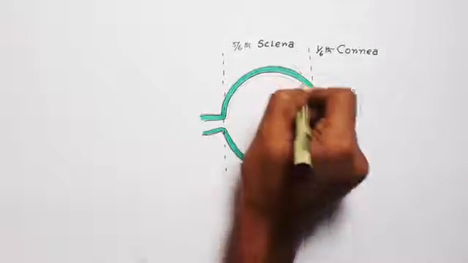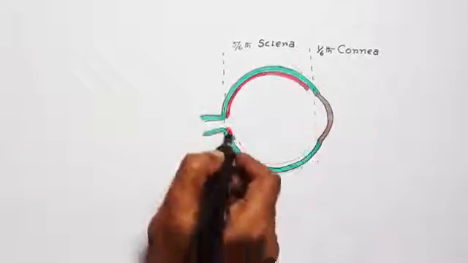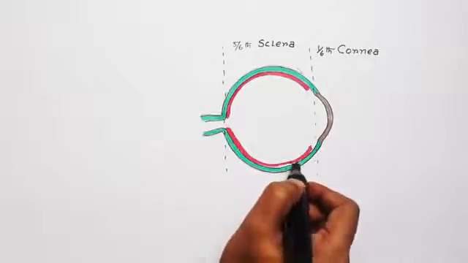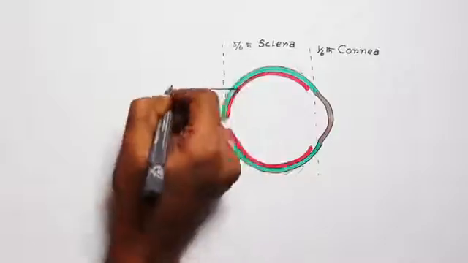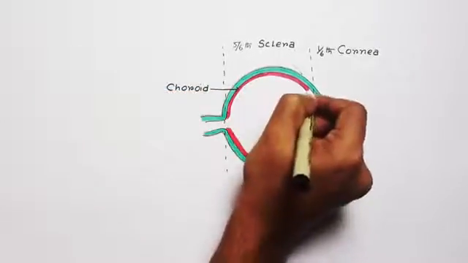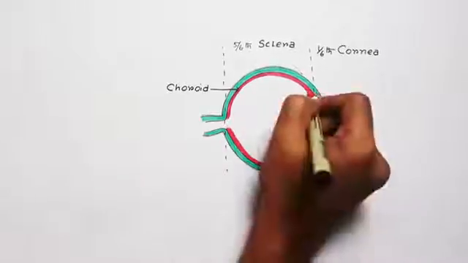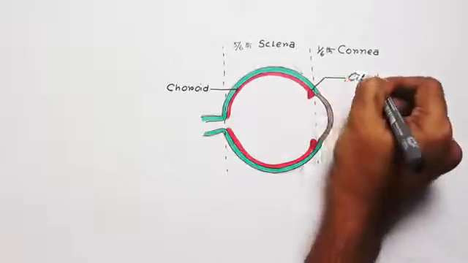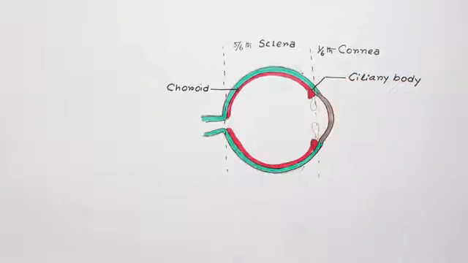Inside the outermost layer, there is a highly vascular layer which brings oxygen and nutrition for the other layers. It is present inside and posterior to the outer part. This is called choroid. Now the anterior portion of this vascular layer becomes thickened. This thickened part is called ciliary body.